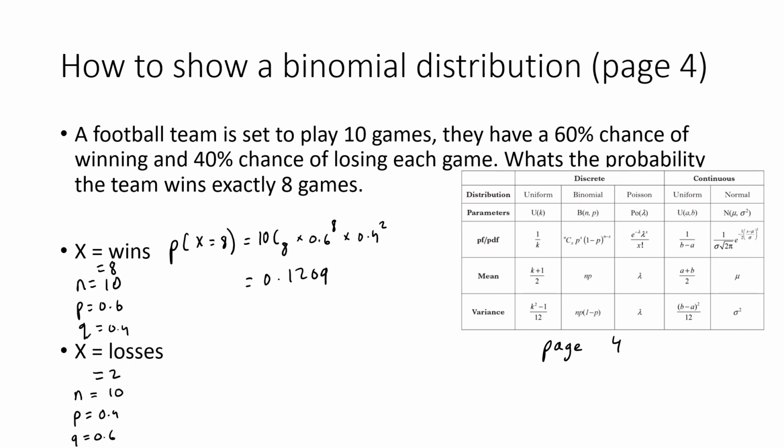Now this is a similar way of writing it out. The probability of X equaling 2, because we want 2 losses, is equal to N choose X, which is 10 choose 2, times P to the power of X, which is 0.4 to the power of 2, times 0.6 to the power of 8. And here you would also get 0.1209.